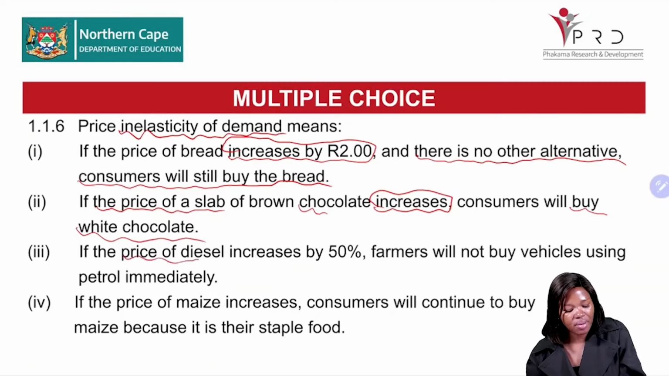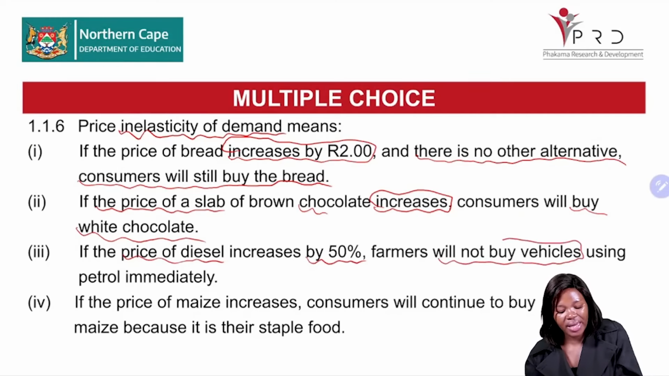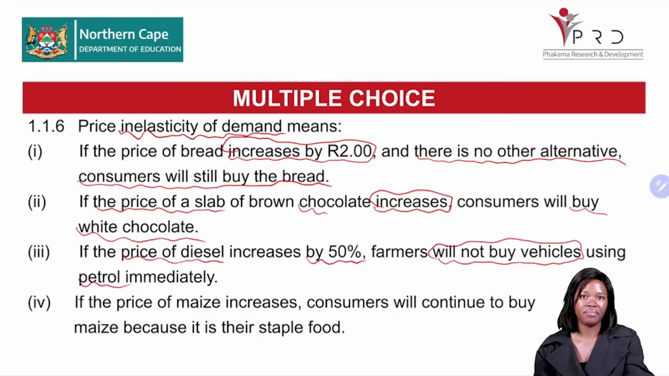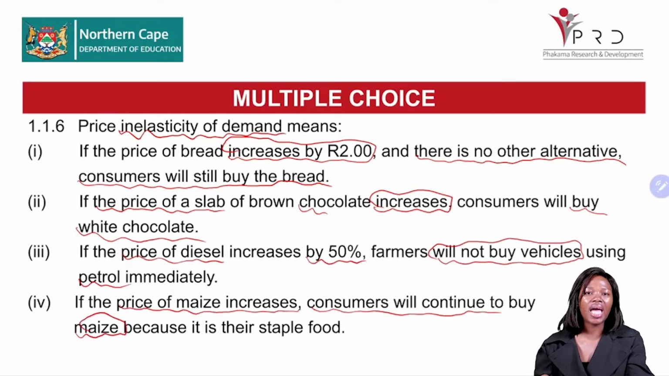Now, if the price of diesel increases by 50%, farmers will not buy vehicles using petrol immediately. Is that price elasticity or price inelasticity? Now, if the price of maize increases, consumers will still continue to buy maize because it is their staple food. It is a need for animals and humans. But in this case, for humans.